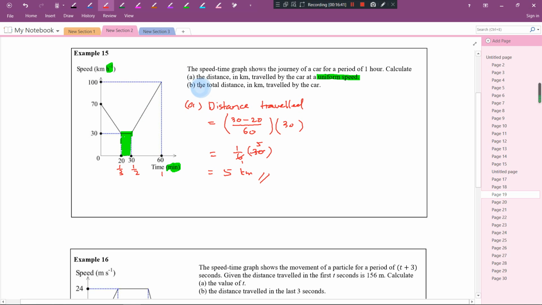Okay, now let's go to B. The total distance travel in kilometers by the car means that we want to find the total distance travel for the car for the entire period, which is 1 hour. So now I have the distance travel for this part, which is 5 kilometer. What I need to do is to find the distance travel for this part and the distance travel for this part. Then I just plus all this number together. I will get the total distance travel for the car for this entire period, which is 1 hour, right?